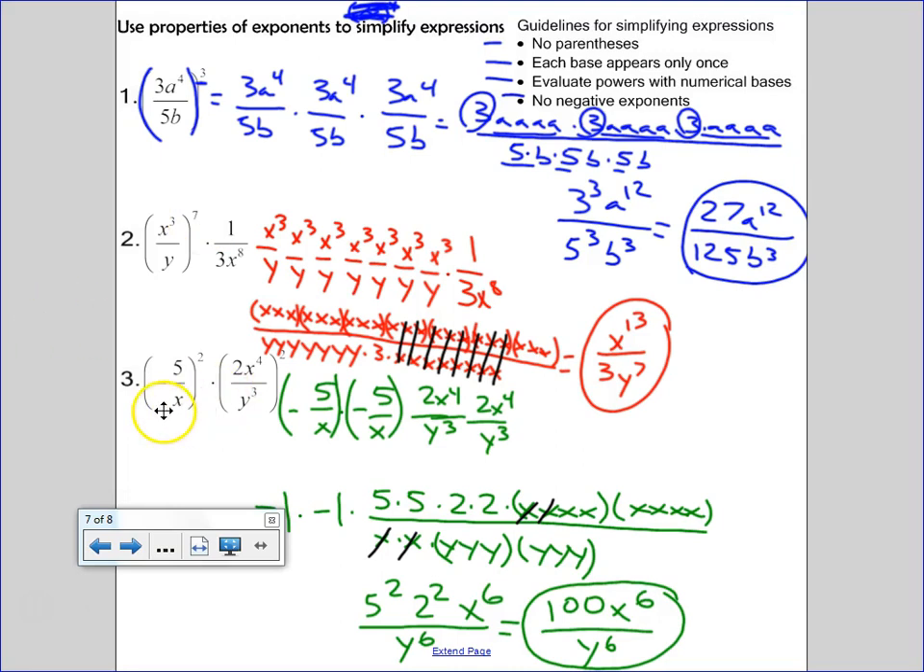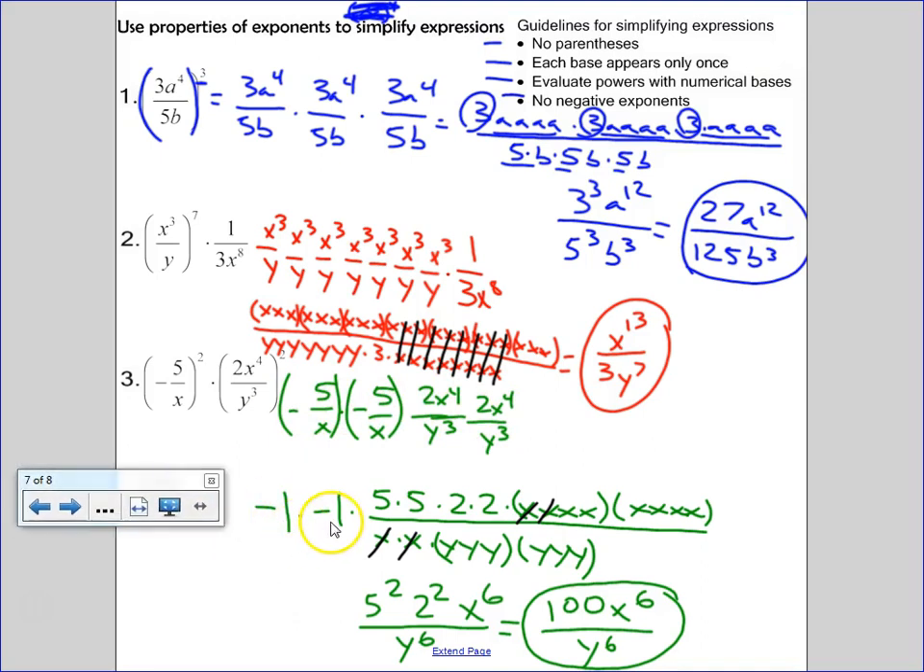Next we have negative 5 over x squared and 2x to the fourth over y to the third squared as well. So I have those written out. I expand them, so negative times negative. I'm going to say I have negative 1 times negative 1. And 5 times 5, 2 times another 2. X to the fourth and x to the fourth on the numerator. X and x, and y to the third 2 times in the denominator. I divide 2 x's on top and 2 x's on the bottom. So that leaves me with 5 squared, 2 squared, x to the sixth, and y to the sixth in the denominator. Negative 1 times negative 1 is just a positive 1.